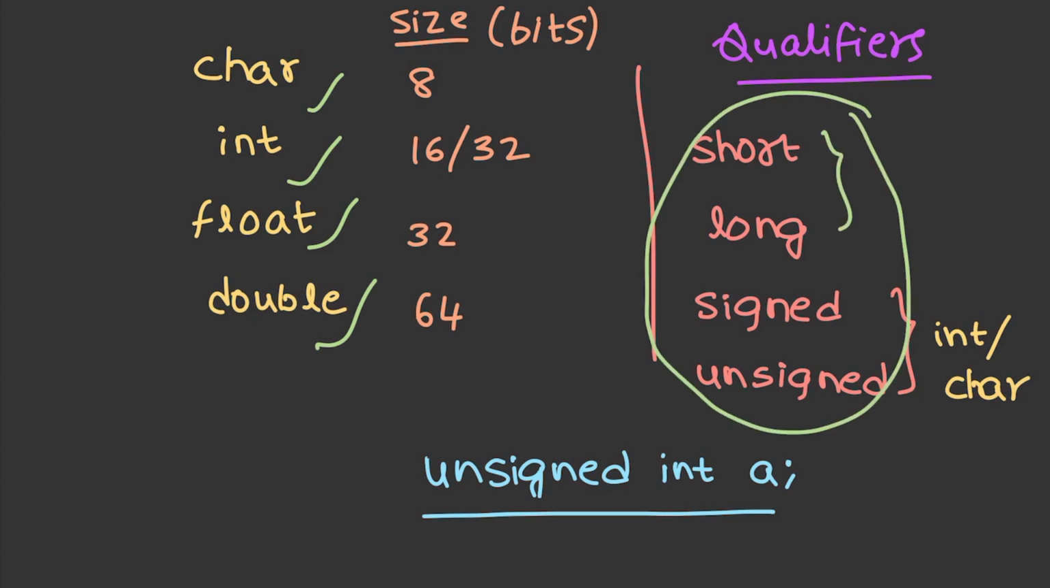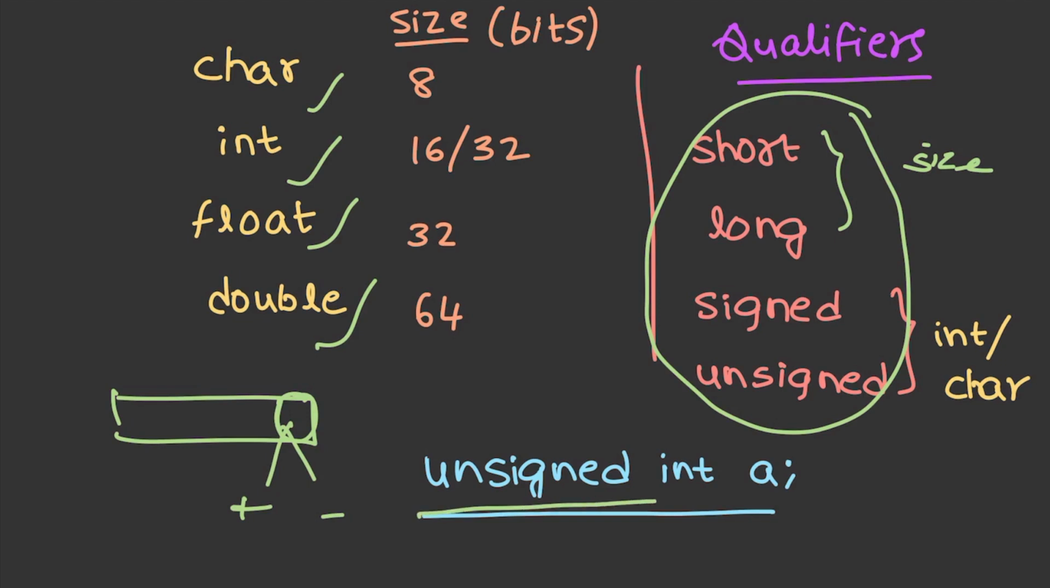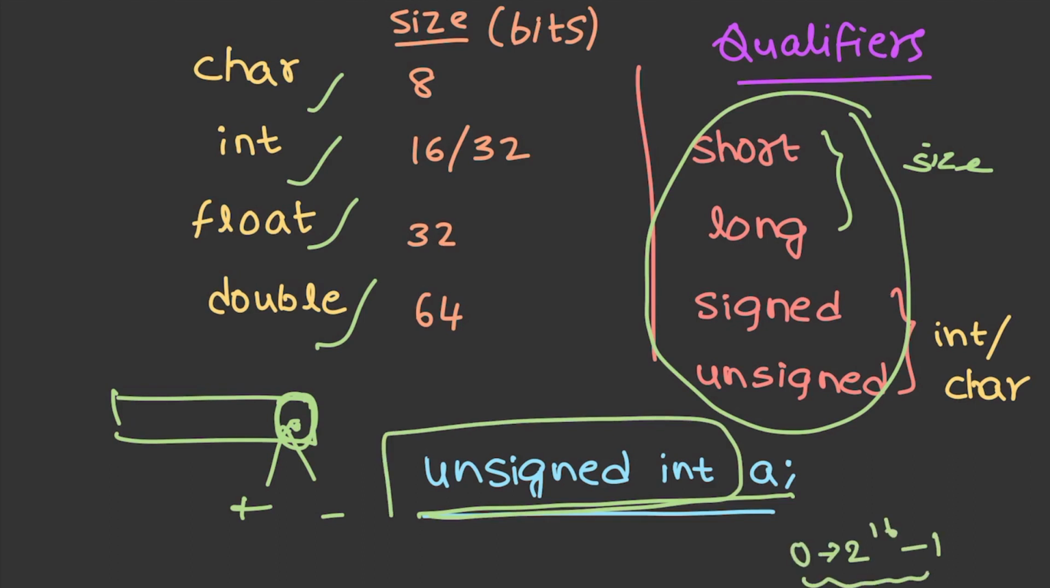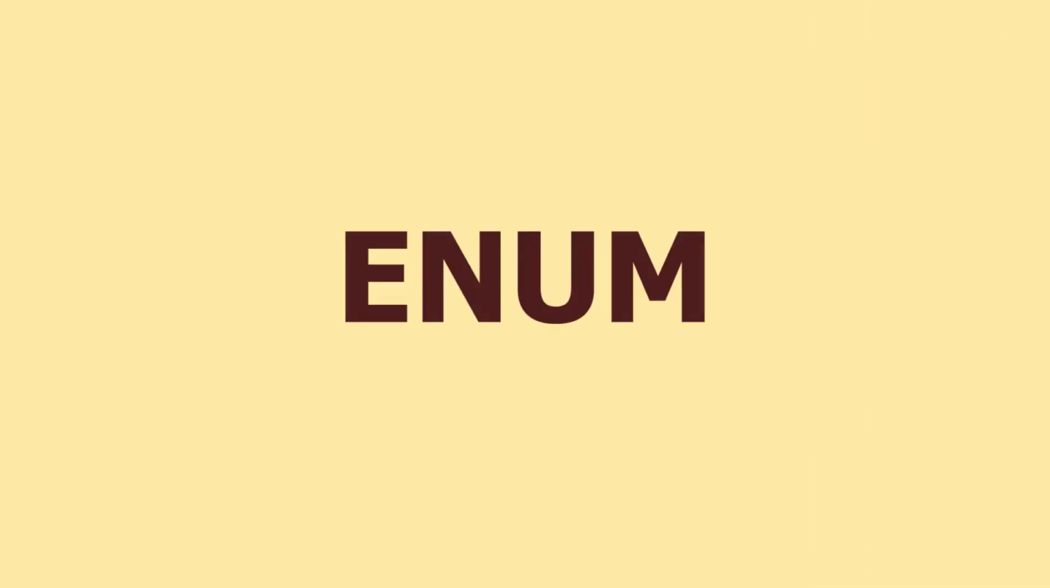Short and long can be used to change the size, whereas signed and unsigned are helpful to identify whether the number is signed or unsigned. If you remember, while calculating the range of an integer, we used the first bit to represent the positive or negative number. But in the case of unsigned int a, if a value is declared like that, then we will not be using the first bit for the sign and we will be using even the first bit to associate the value. Then the range of unsigned int becomes 0 to 2 power 16 minus 1. I think you can relate the previous example to this.